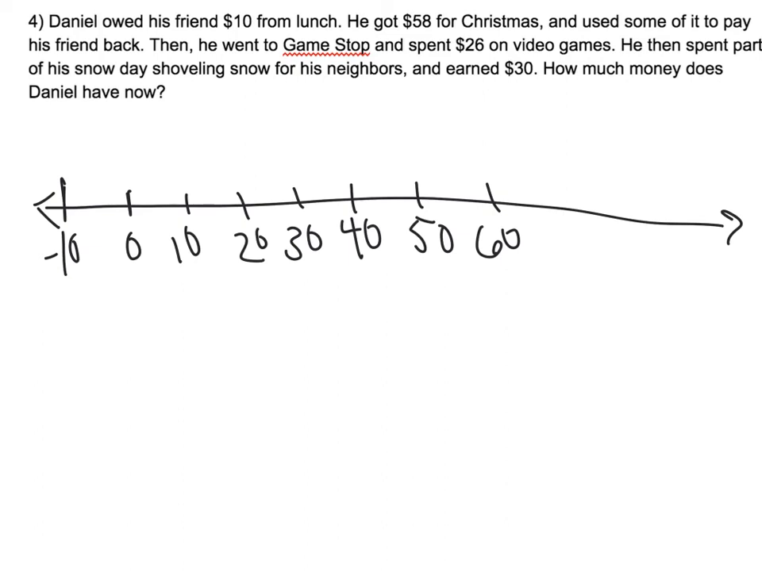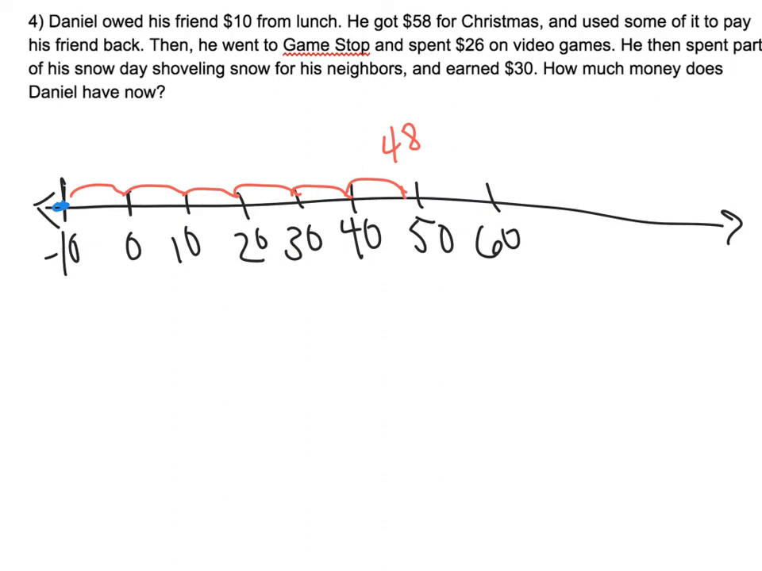So if we're starting at this negative 10, right, and we're going to increase $58, okay? So we're going to go up 10, 20, 30, 40, 50, and then we're going to go up 8, and so that will be at 48, okay? So after he's paid his friend back, he has $48, okay?